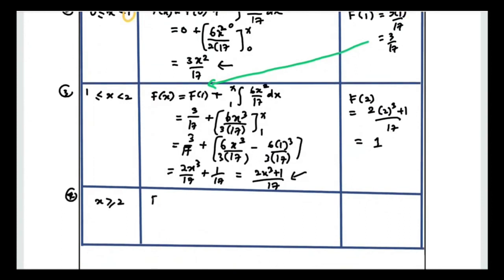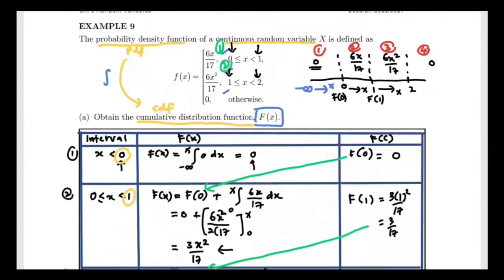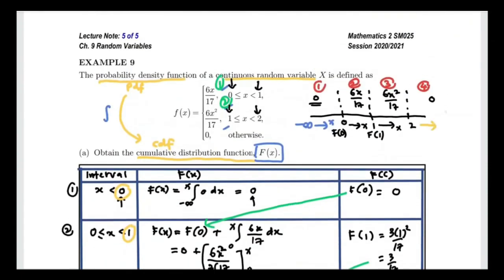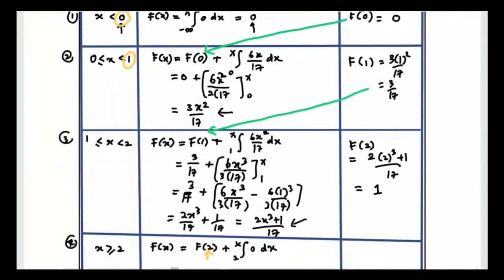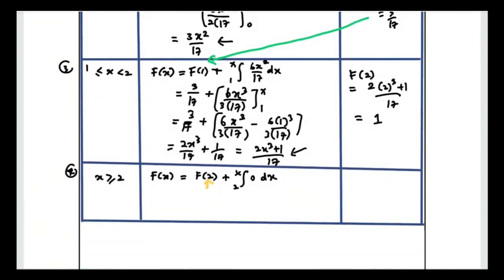So the last interval should be f of x equals f of 2 plus the integral from 2 until x of the 0 function. Okay, we are going to start with the f of 2. Since 2 is here, we're going to integrate 2 until x, but before that, we already accumulate until f of 2. So f of 2, which we found from this part, is equal to 1. So 1 plus the integration of 0 equals 0. So you will get 1 for this part.